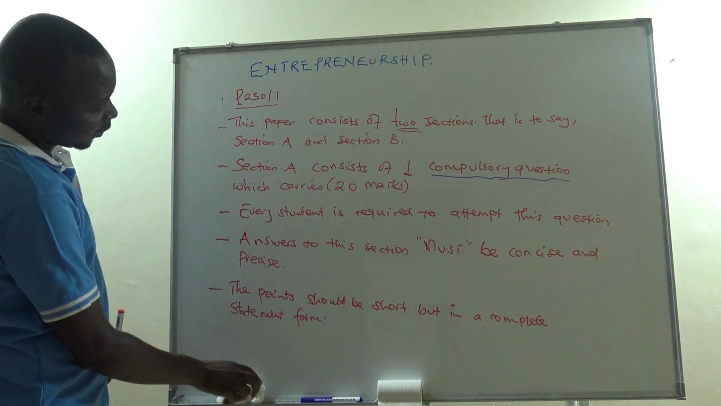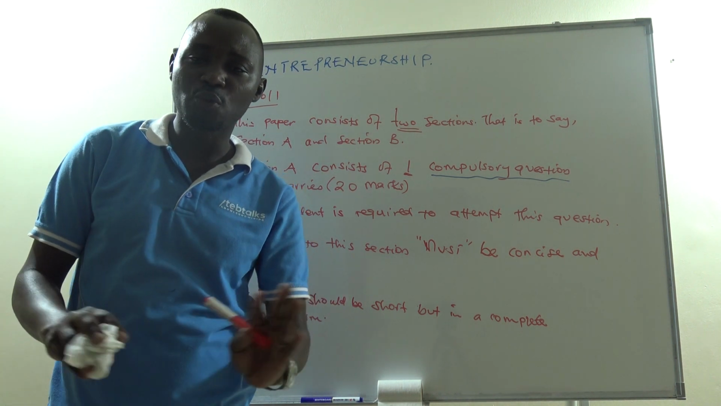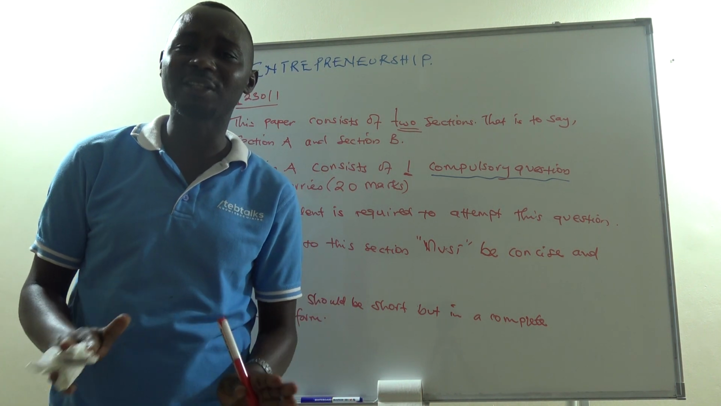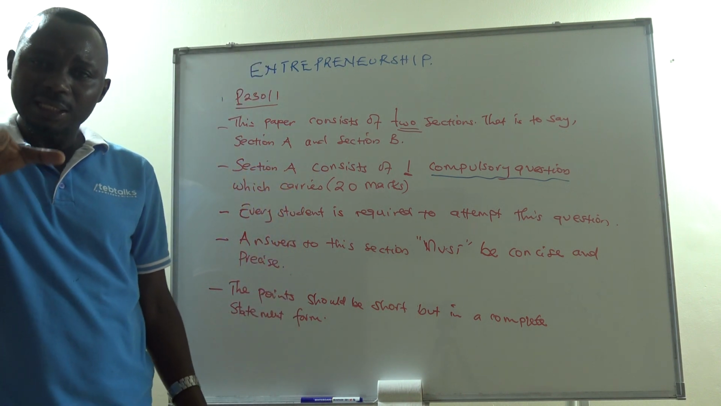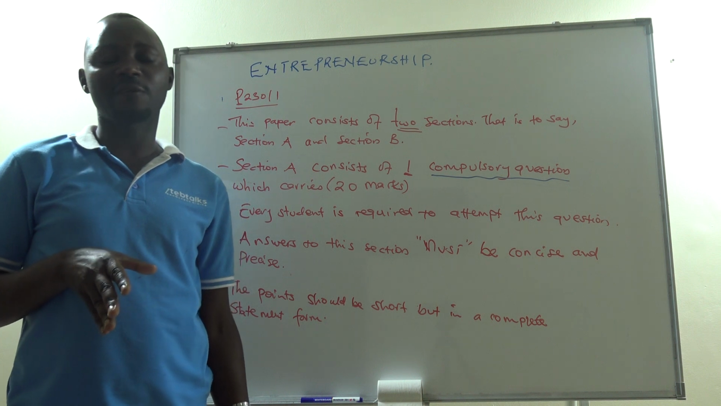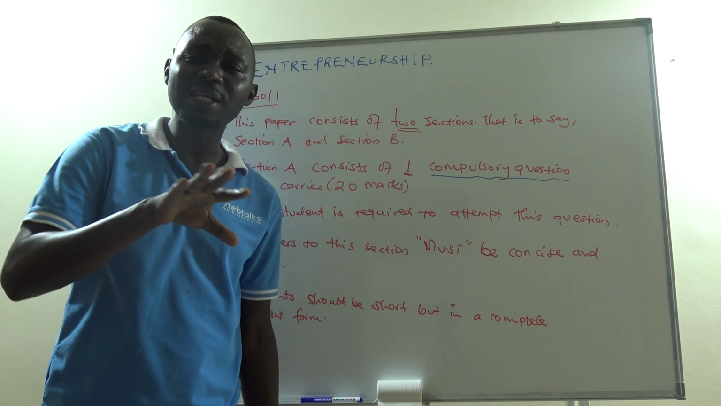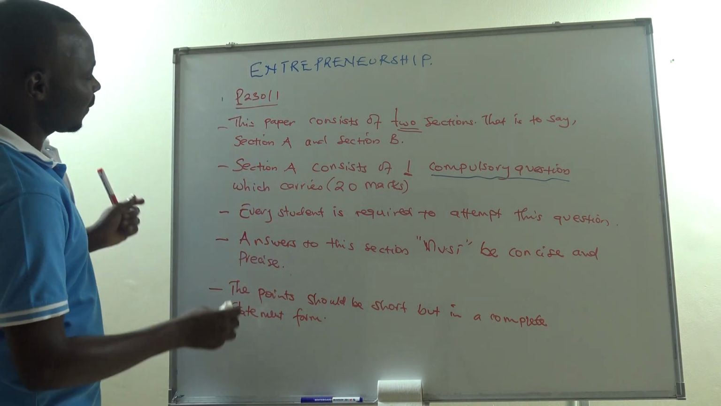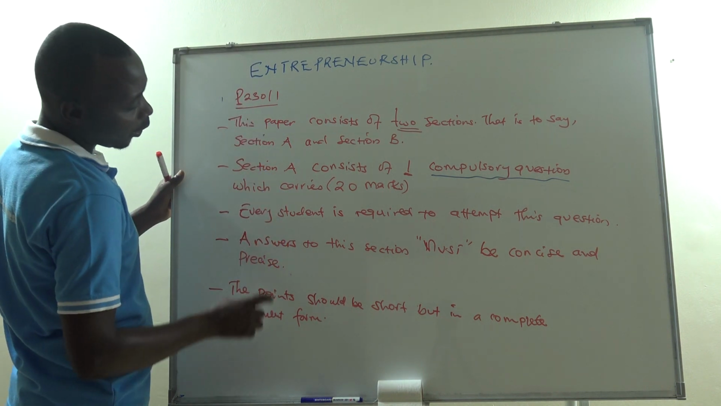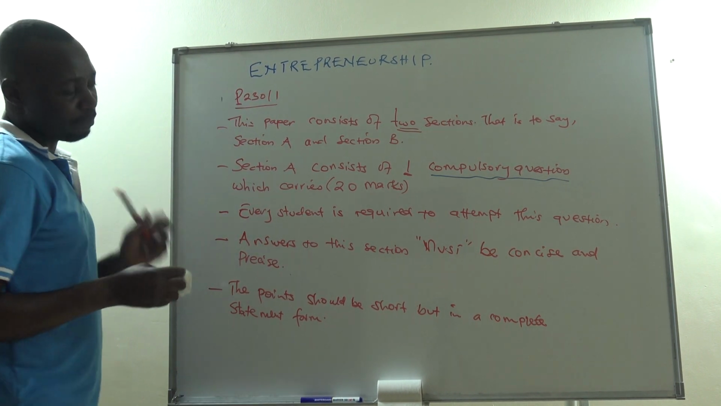That is section A. Therefore, we don't need anybody to write too much. We don't explain the points. State the point, give the point, but in a complete statement form. Though it may be short, we don't write anything apart from giving the points. That is section A of paper 1.